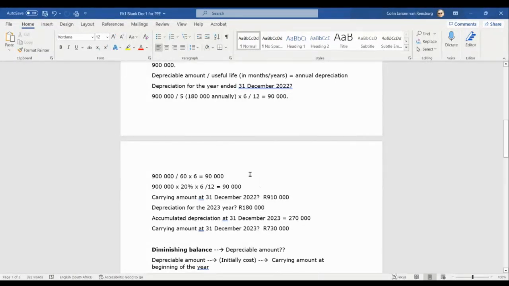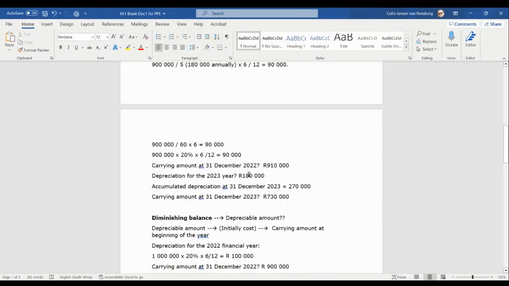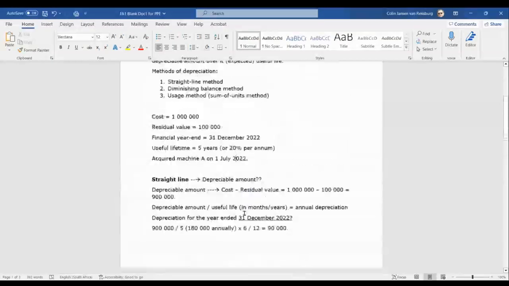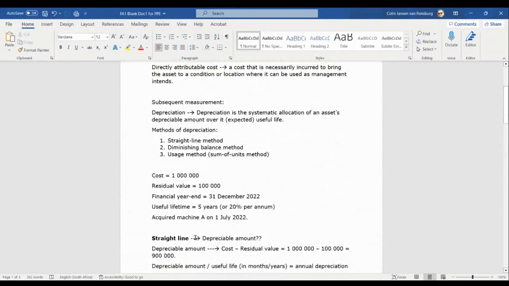Okay, so let us now progress to the diminishing balance method, ladies and gentlemen. In the case of the diminishing balance method, we also need to calculate a depreciable amount. Just like in the straight line method, where we brought into consideration what we refer to as the residual value. In the case of the diminishing balance method, we do not do that. We do not do that.